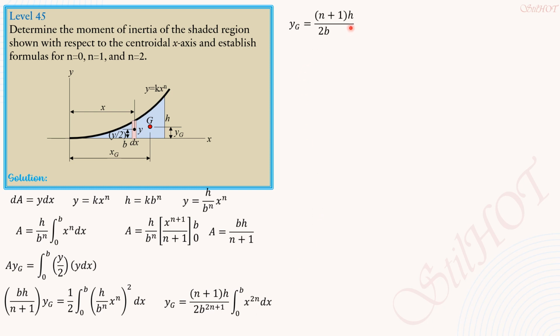So yg is quantity n plus 1 h over 2b to the 2n plus 1, then quantity x to the 2n plus 1 over 2n plus 1 from 0 to b. So don't mind the lower limit, because it will just give us the value 0. When we substitute the upper limit, we have b to the 2n plus 1. And since we have b to the 2n plus 1 here also, we can cancel that. So that means yg equals n plus 1 times h over 2 quantity 2n plus 1. So that's the general formula for the location of the centroid of this region above the x-axis.